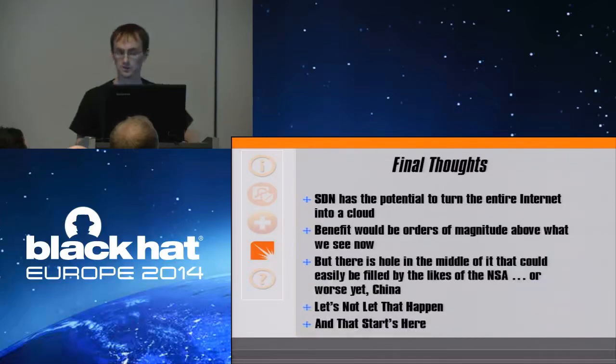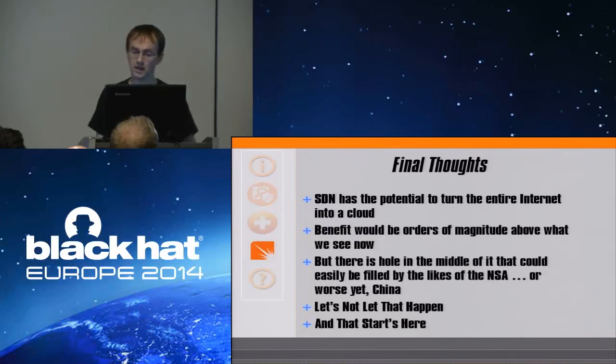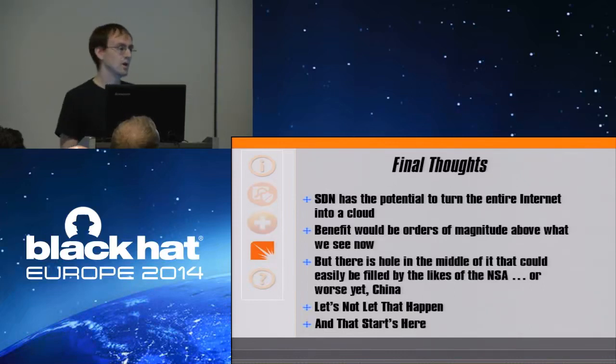Okay. Final thoughts on this. SDN has the potential to turn the entire internet into the cloud, right? Slicing everything up. Benefit would be orders of magnitude above what we're seeing now. But there's a hole in the middle of it that could easily be filled. I know the NSA is the bad guy today. China, of course, we like to bang on China. But all the nation states are doing it. Everyone is playing around. Even countries as small as Thailand are considering cyber operations. Right? We do not want them involved in our networks. So we need to keep them out. Let's not let that happen. And it starts here.